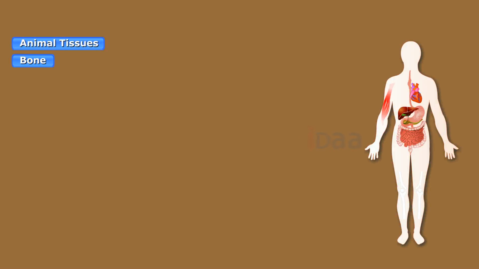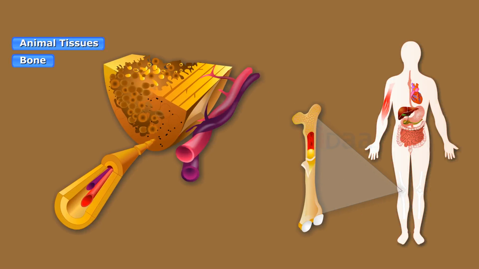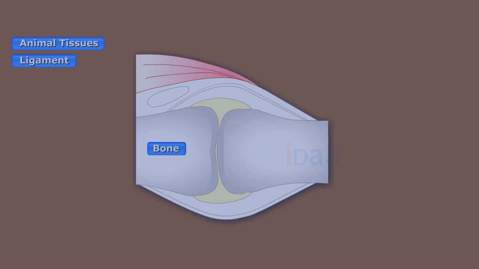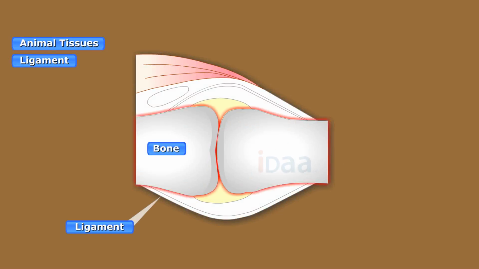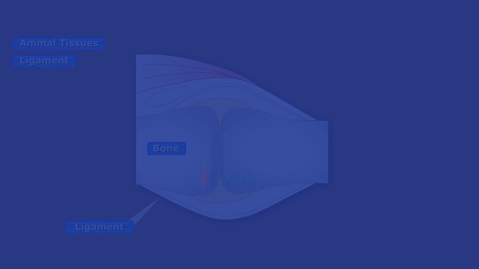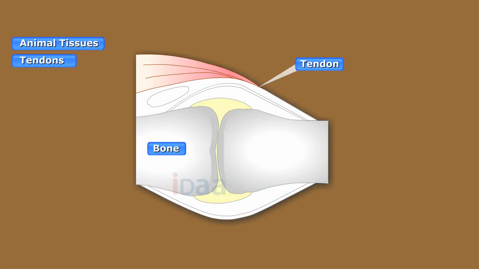Bone. It is a strong and non-flexible tissue. It supports main organs of the body. The cells of the bone are called osteocytes that are present in the bone marrow. Ligament. Two bones are connected to each other by ligament. Tendons. The tendons join muscles to the bones and provide body movement. Tendon is made up of fibers. They provide strength.